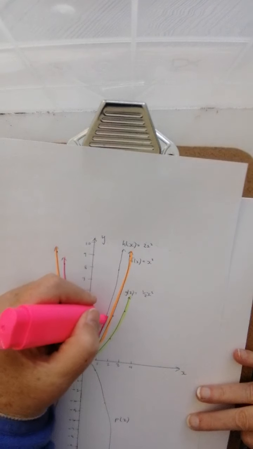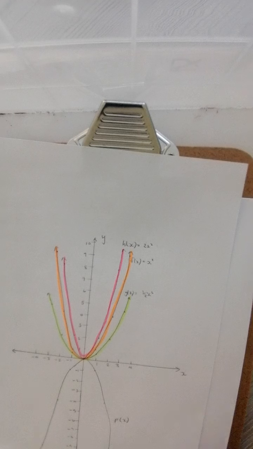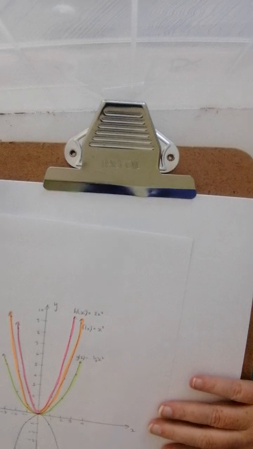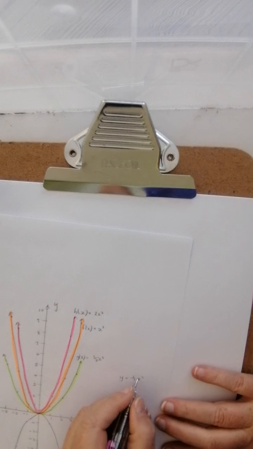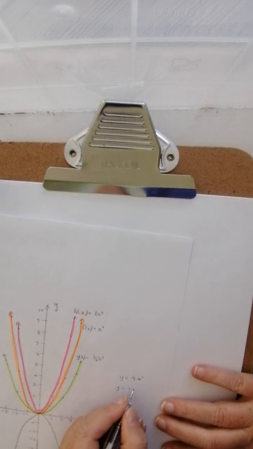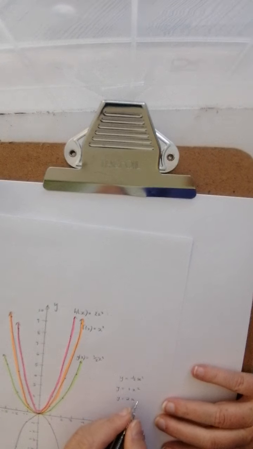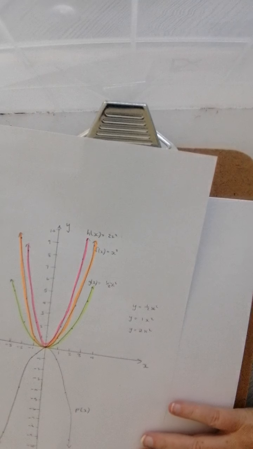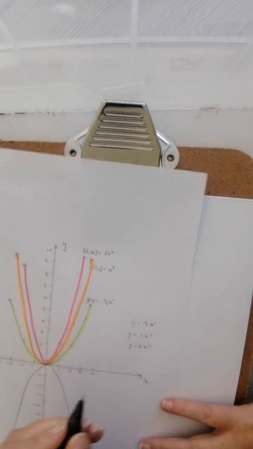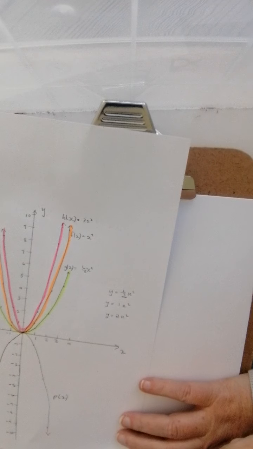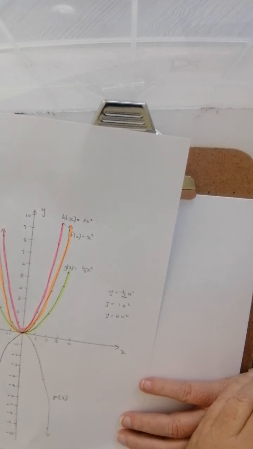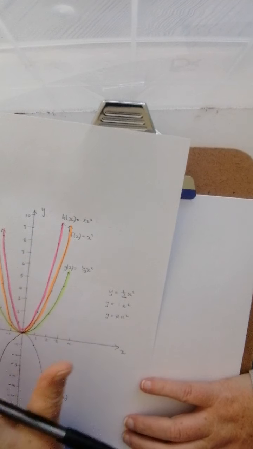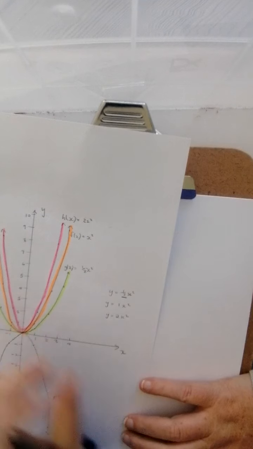Can you see a trend here with those three? Okay? When you have a half x squared and a normal 1x squared and you have a 2x squared, you will see that the smaller the value there, the wider the graph. Okay, and the bigger the value there, the narrower the graph.